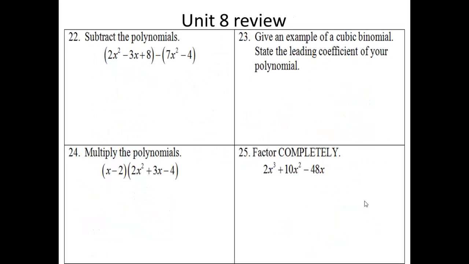All right, back to Unit 8. Unit 8 review. Here we're just combining our like terms. Again, we're going to distribute this negative. So we have 2x squared minus 7x squared, so that's going to be negative 5x squared. We don't have any x's in this one over here, so that's just minus 3x. And we have 8 minus a negative 4. So when we minus a negative 4, we're going to add 4. Right? So that's going to be plus 12.